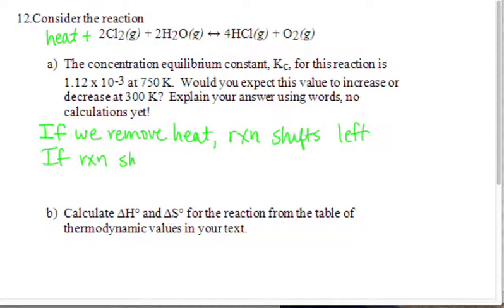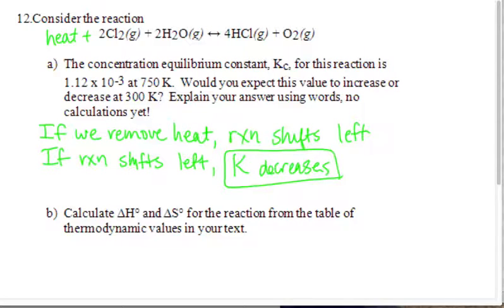If the reaction shifts left, what happens to K? Goes down. Does everyone see that? K decreases. So that is our prediction. We're predicting K is going to decrease. So now we're just going to take a few minutes and mathematically prove that to be the case.